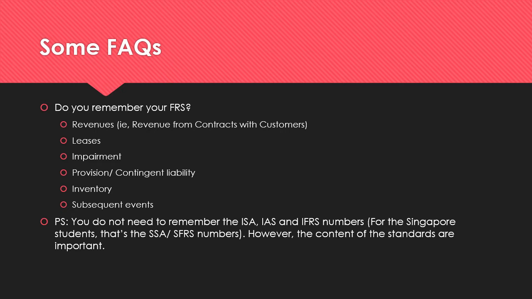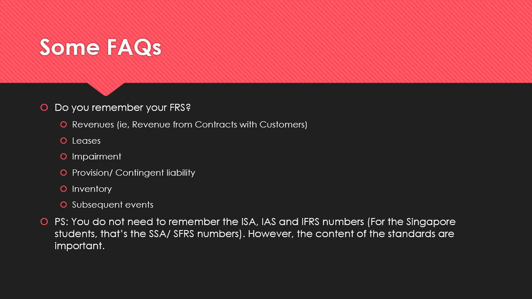Obviously, right? A student asks, do you need to remember the IAS and FRS numbers? Now that's the same as SSA, SFRS numbers to Singapore students. Now, you don't need to remember these numbers. However, the contents of these standards are important. Now, this is mentioned in the ACCA website. You can verify that if you want to. Right, just don't waste too much effort trying to remember the numbers. They're not essential. The content is important.